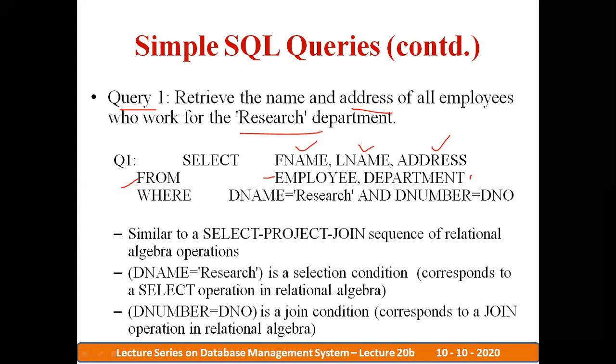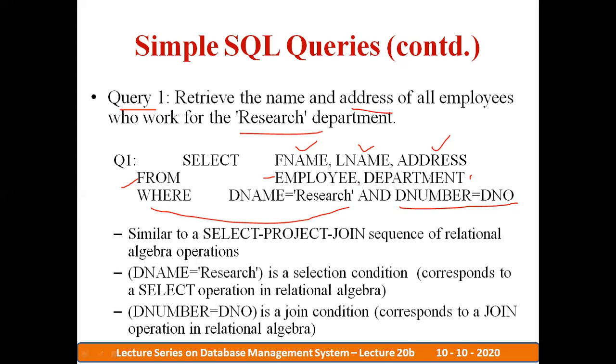Now, you can see that in the where I am putting the condition as department name equals research, and also I need to join the employee table as well as the department table. I need to join them. I need to combine them. So how are we going to combine those two tables? I am going to combine those two tables by using the attribute called D number equals DN. So using this condition, I am going to combine the employee table and the department table.